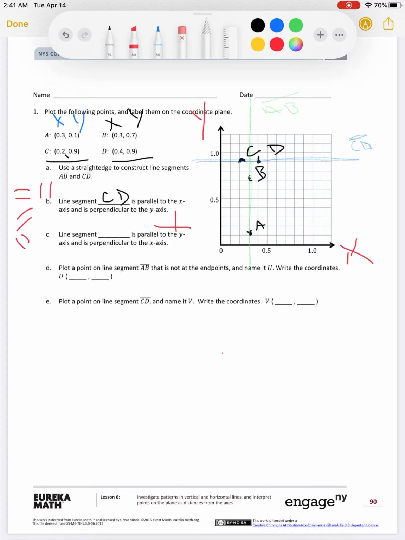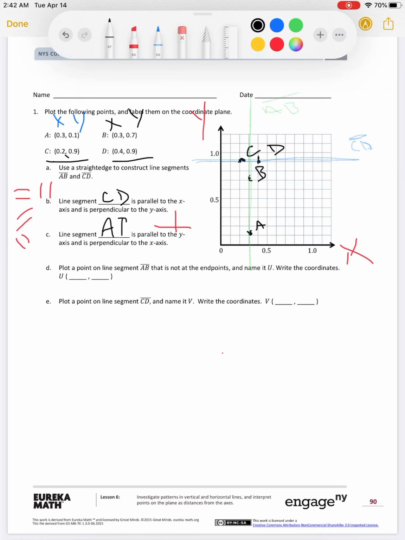Let's go to C. Line segment blank is parallel to the y-axis and perpendicular to the x-axis. Remember what parallel means. Okay, here are parallel examples here. This time they want to know parallel to the y-axis. So here's our y-axis. We need another line that runs this way, just like the y-axis. Would that be line segment AB? Or would that be line segment CD? All right, I hope you said line segment AB. It runs parallel to the y-axis. So let me write it in.